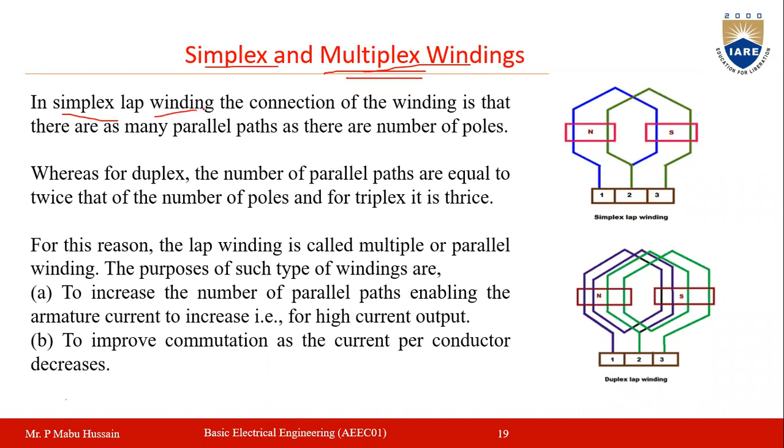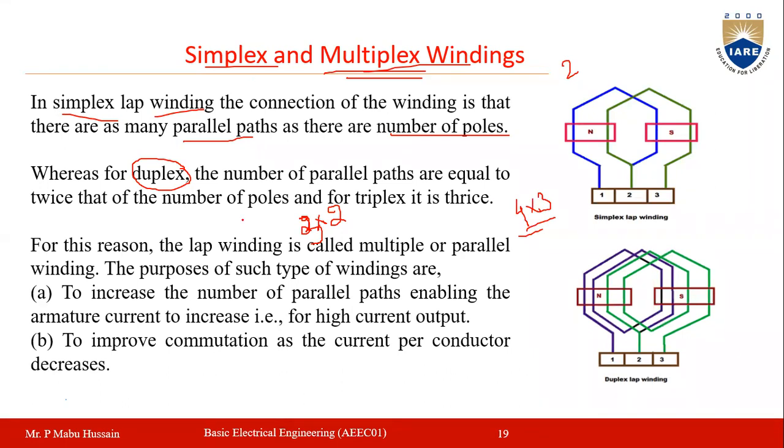Okay, in simplex lap winding, the connection of the winding is such that there are as many paths in parallel as the number of poles. Suppose if you have two poles, two parallel paths will be there. Whereas for duplex, the number of parallel paths is equal to twice the number of poles. If you have two poles, then 2 times 2. In a triplex winding, 3 times the number of poles. If you have 4 poles, 3 times these poles. Like that the windings will be connected.